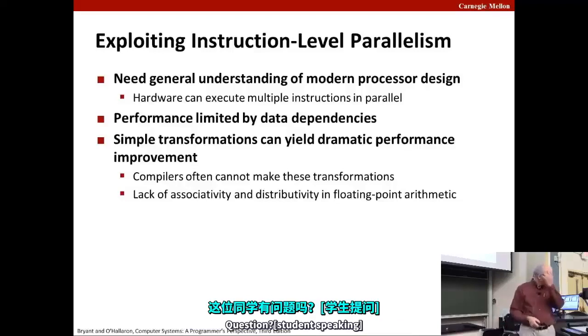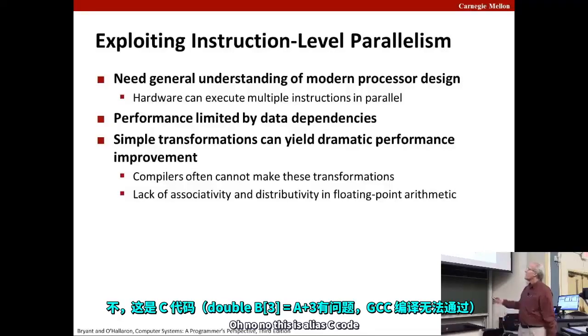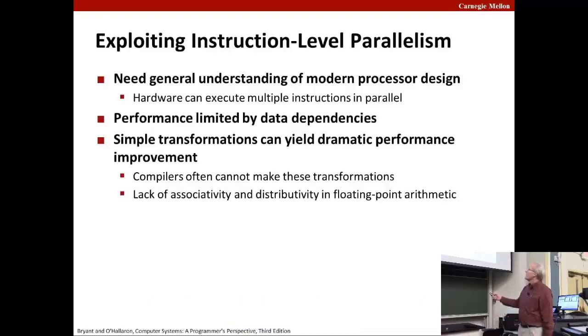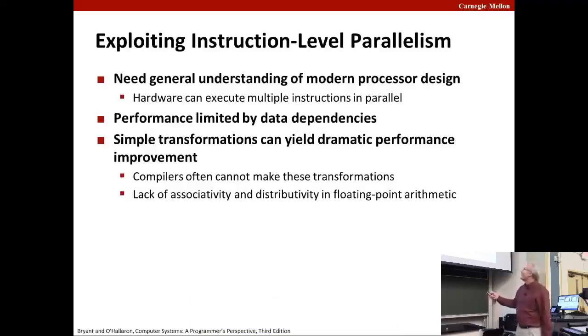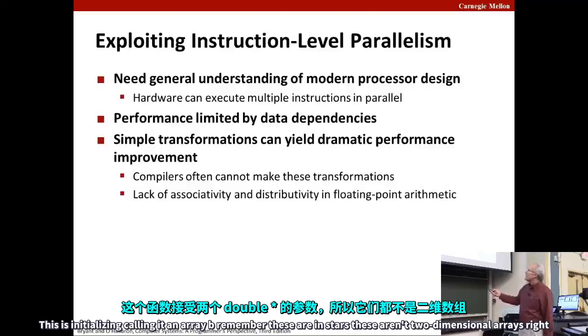Question? Yeah, so two quick questions. On the memory aliasing slide, there's this declaration of double B of array of size 3 equals A plus 3. This doesn't quite seem to be valid C code because I think C still makes a distinction between array and pointer. No, this is valid C code. I'm sure this is valid C code because it ran. So this is initializing, calling it an array B. Remember, these are int stars. These aren't two-dimensional arrays, right?